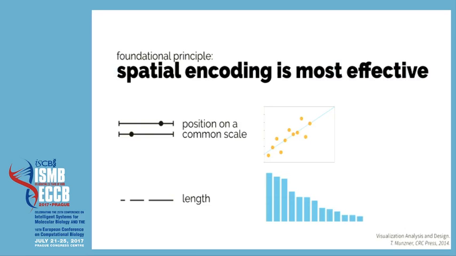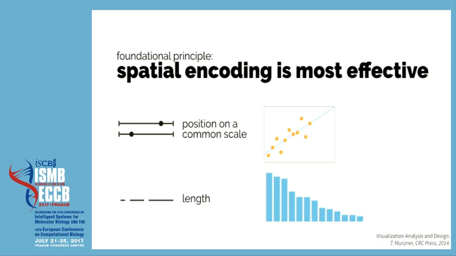Okay, so the example I want to use is about this foundational principle we have in visualization, which is that spatial encoding is the most effective channel that we have for encoding numbers. And this encoding channel includes things like positioning marks along a common scale, like what we do in a scatter plot. And it also includes length encodings, like what we make use of when we create a bar chart.